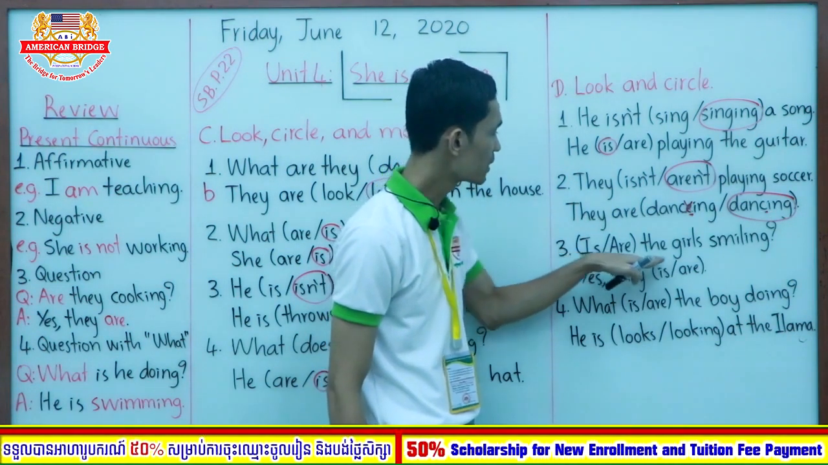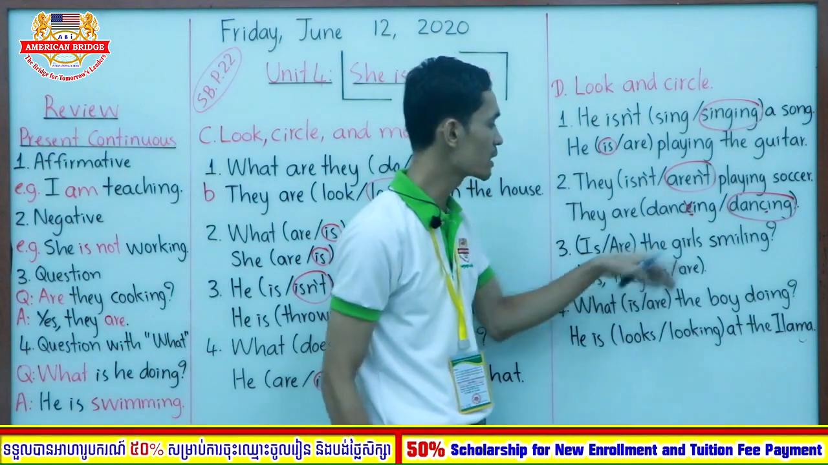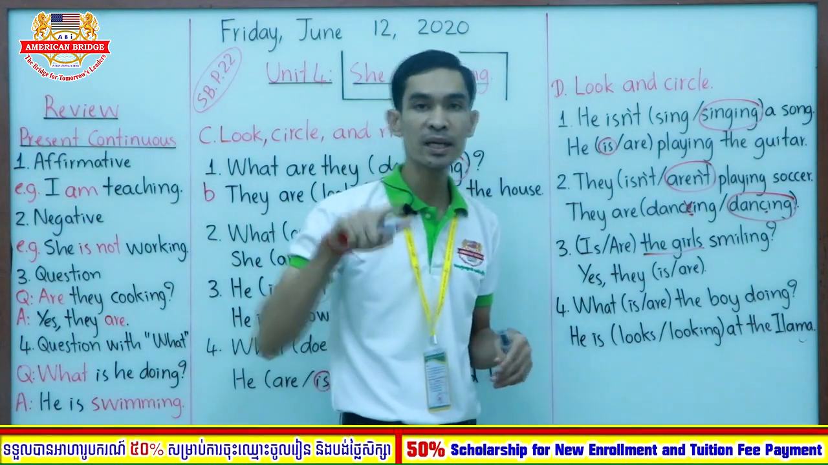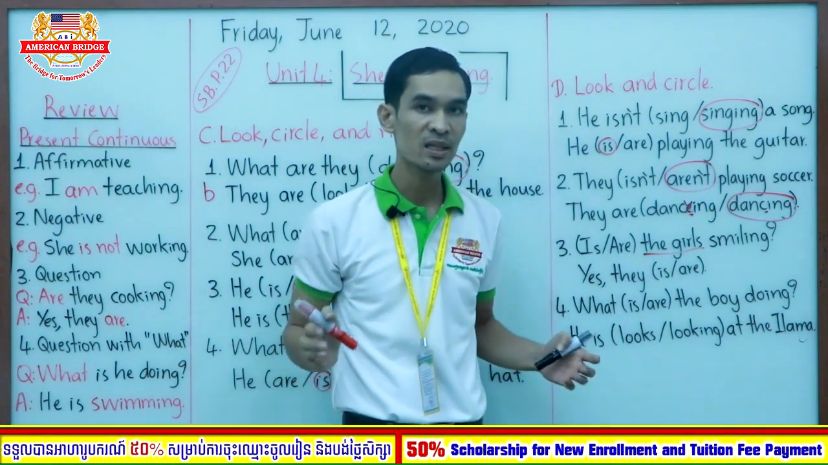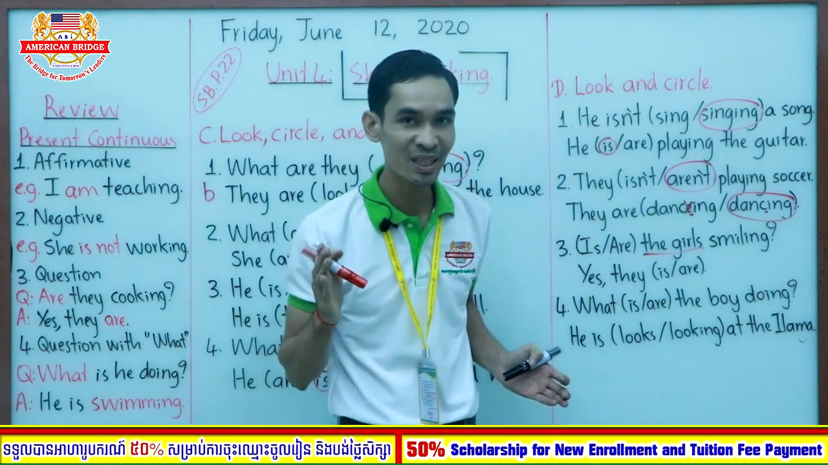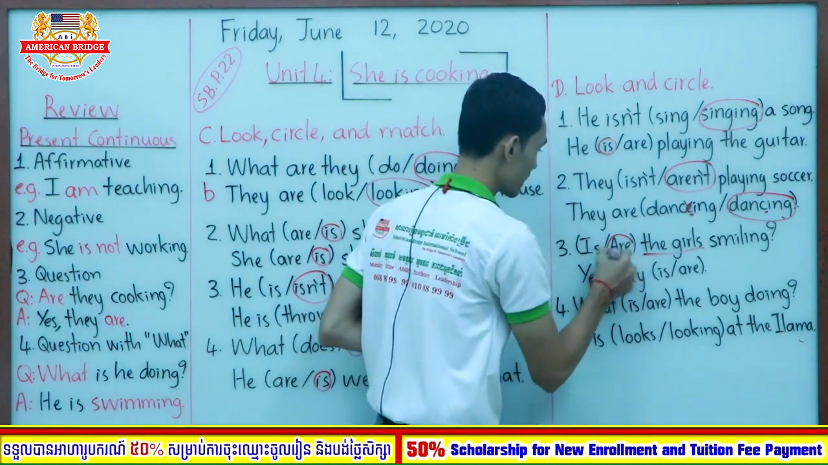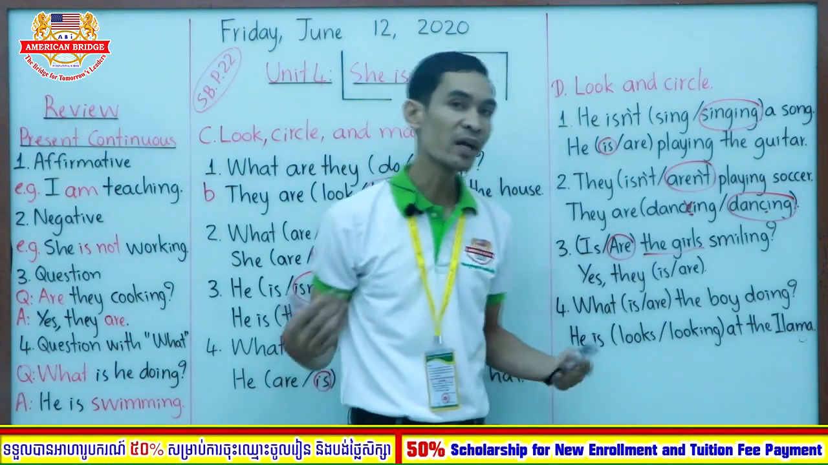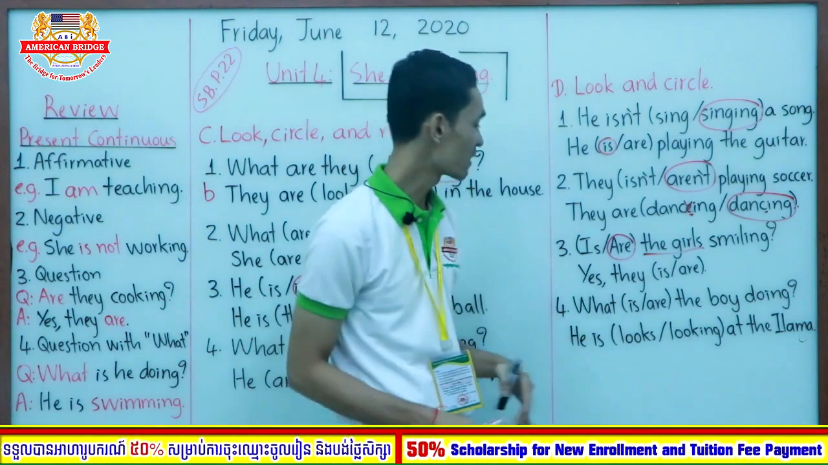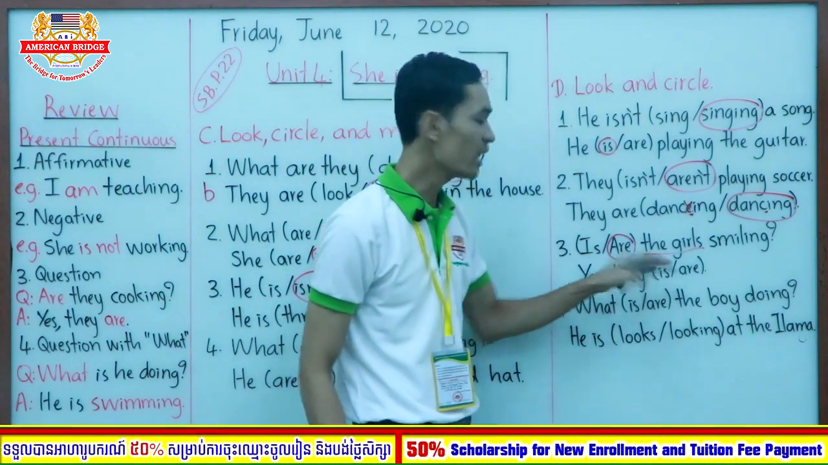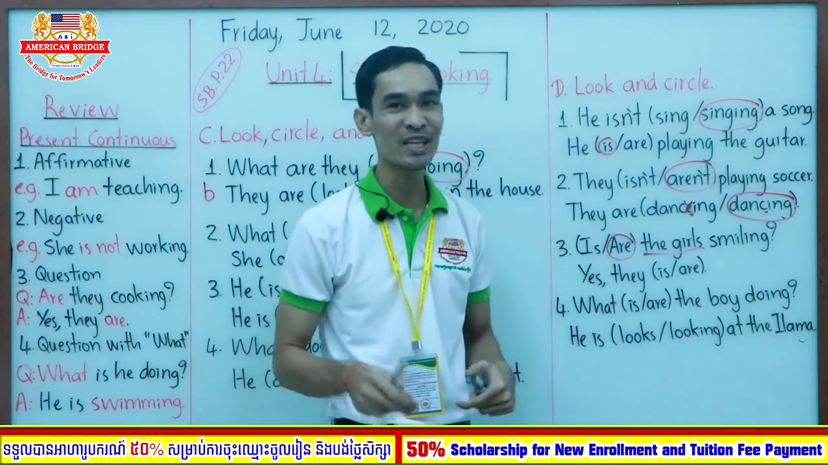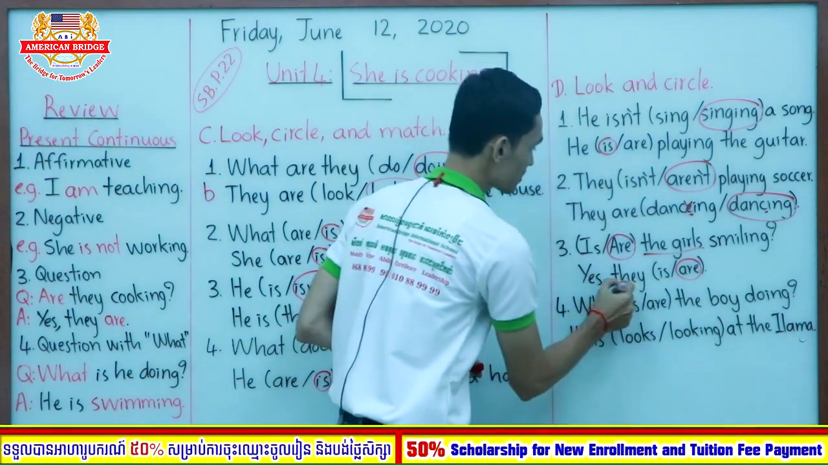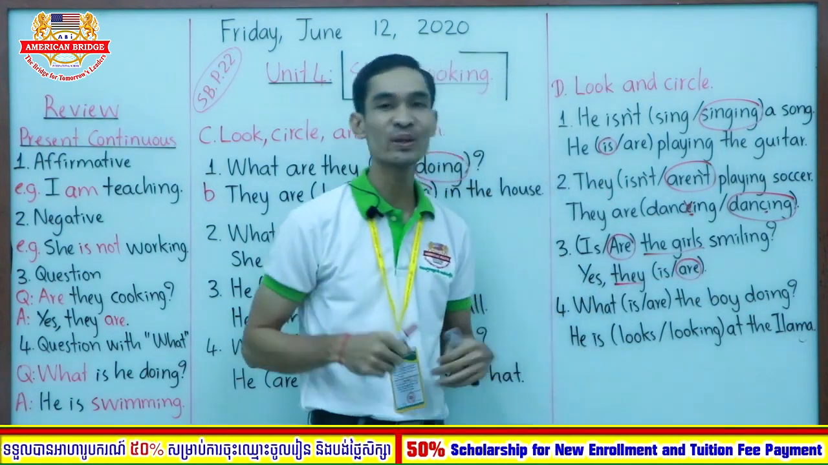Is or are the girls smiling? You can look at the girls. Yes, you see the word girls. Not only one girl, right? Because the girl with S. So a lot of girls. A lot of girls refer to they. They use with are. Very good. Okay, so here you circle are. Are the girls smiling? Okay. Yes, they is or yes they are. Okay, that goes without saying. It must be are, right? Why? Because the subject is they. So you have to use are.